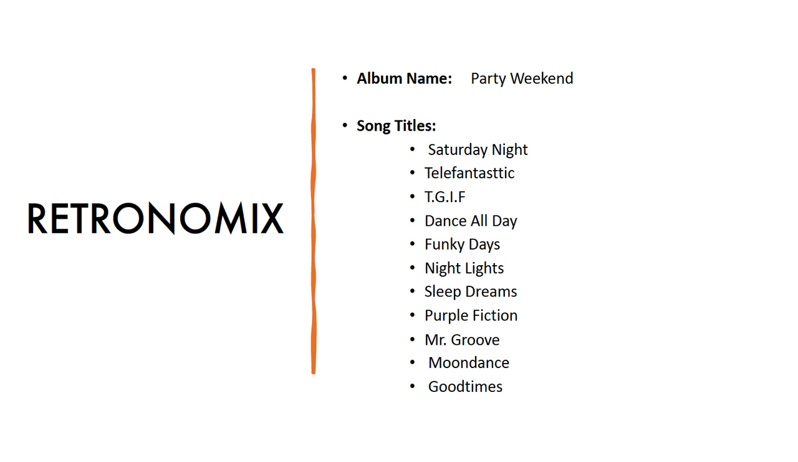I just want you to shuffle the names of the songs a bit. You have Saturday Night and TGIF a bit close together. So I recommend just dropping TGIF a little further down the list. And then right here you have Dance All Day and Funky Days a little close together. So drop Funky Days to the bottom of the list, and then it'll be a little more mixed up there.